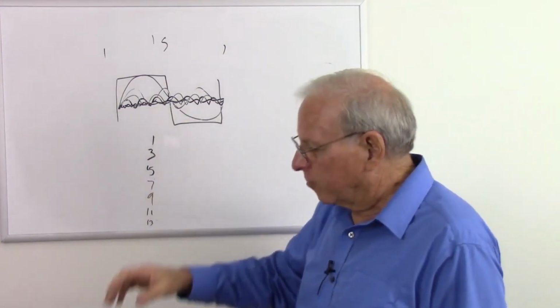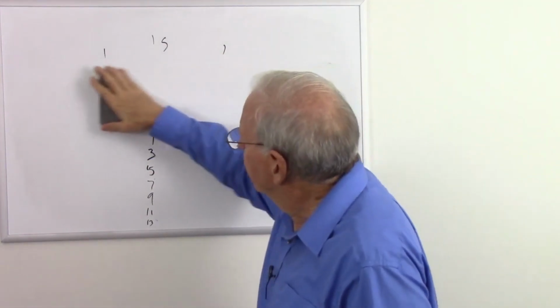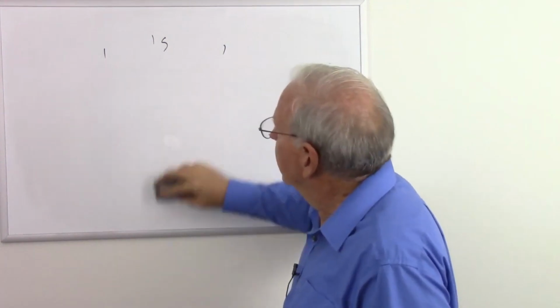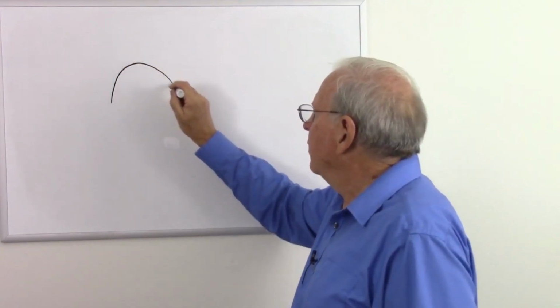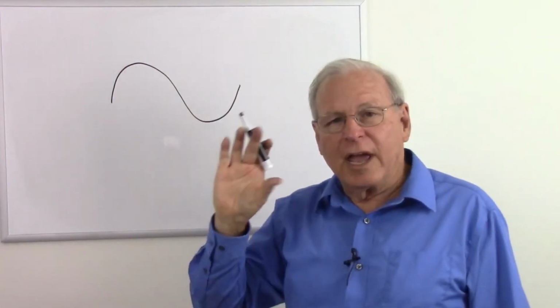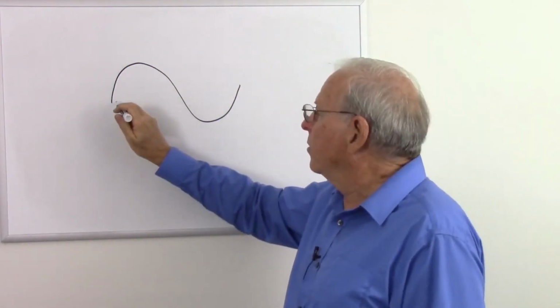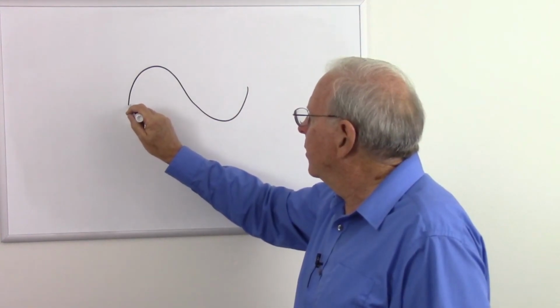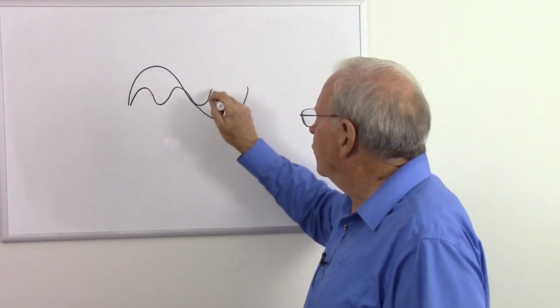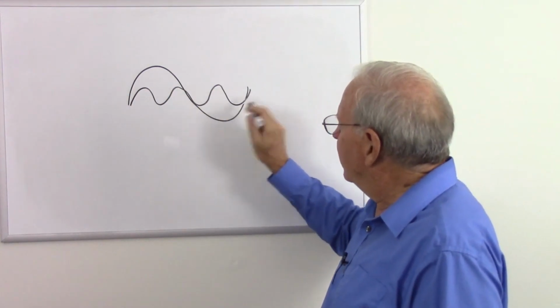So how does that create a square wave? Well, let's see if we can figure that out. Here's our fundamental sine wave. Now I'm going to add the third harmonic. Well, let's see if I can draw this in here. Let's see, we go 1, 2, 3. Not too bad.